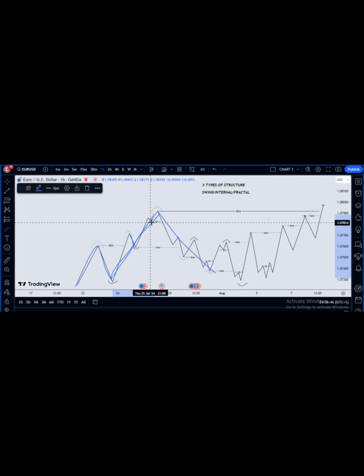So when we see a break of a fractal, which is a change of character, it signifies that there is an internal pullback, which is not the swing pullback, but just an internal pullback until we get an internal break of structure. Then the change of character only signifies an internal pullback. Now, when we get an internal break of structure, that's when we know we are having now a swing retracement.